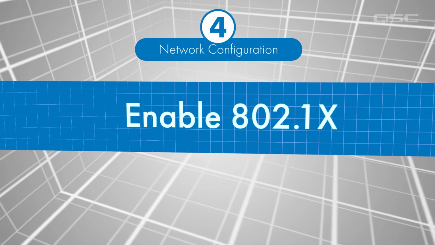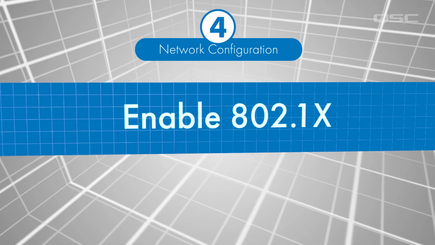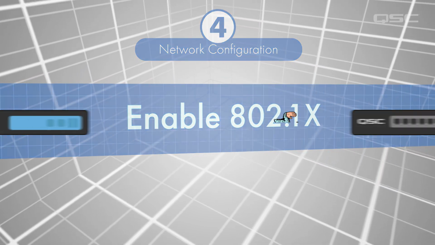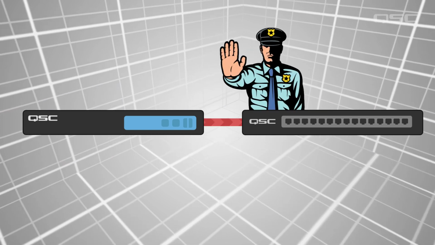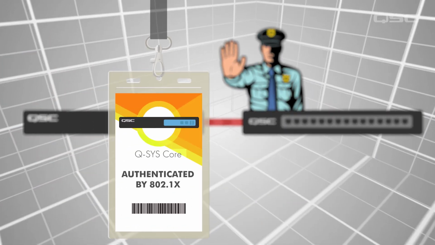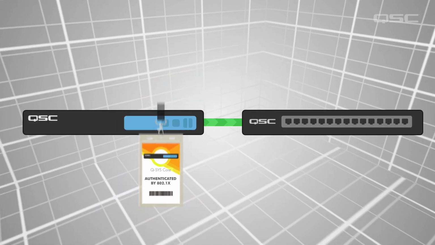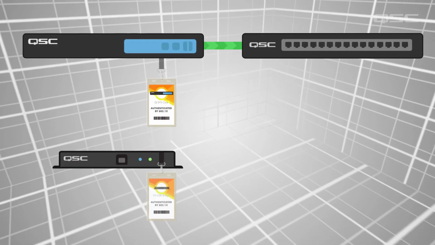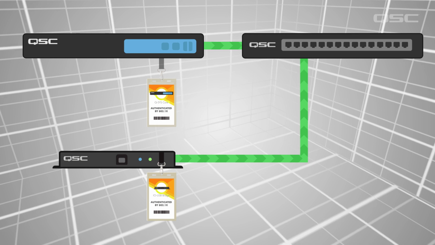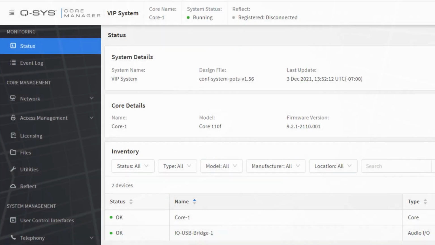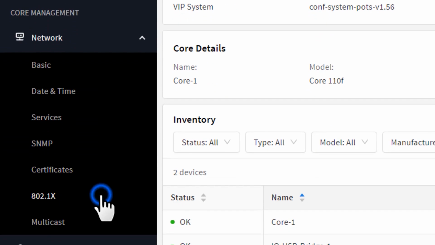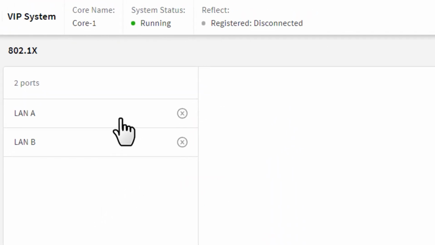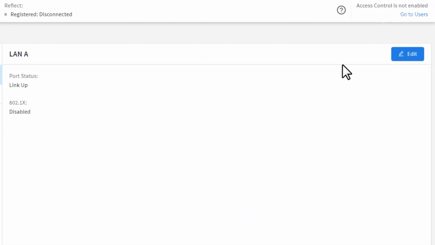Your network may require 802.1x, which is a port-based device authentication, which essentially authenticates every device in order to gain access to the network. If this is in use on the network, it needs to be enabled and configured on the core and all Q-SYS products individually. For the core, visit Core Manager, Network, 802.1x, and then select a LAN and edit the properties to enable it.